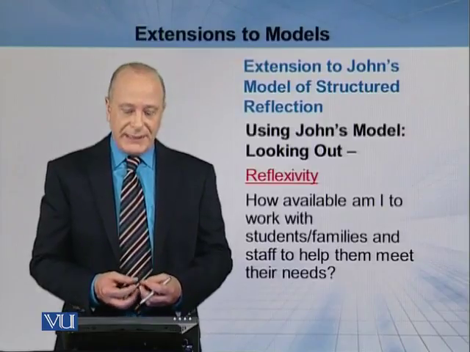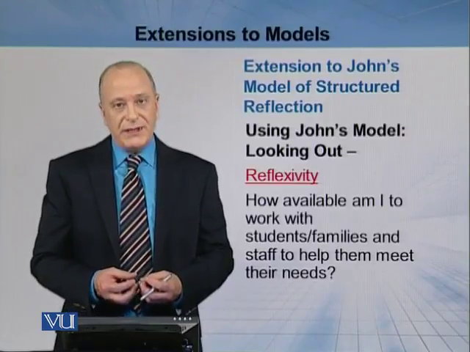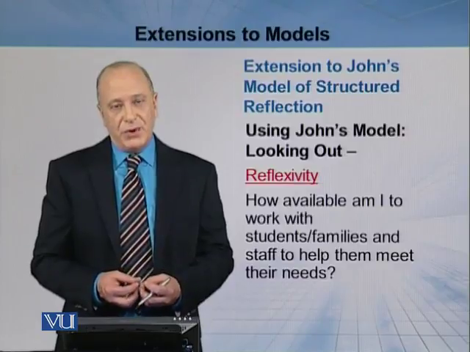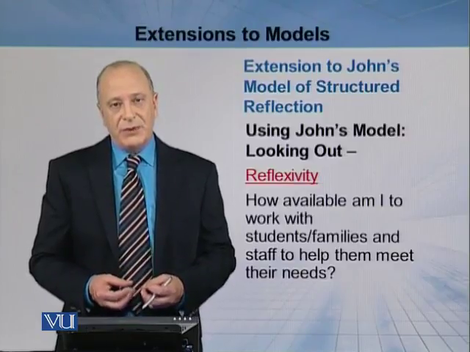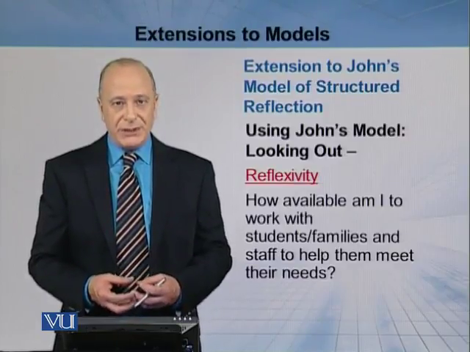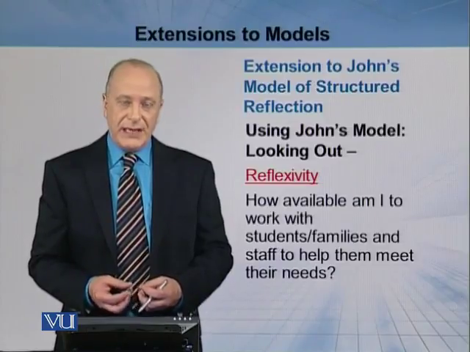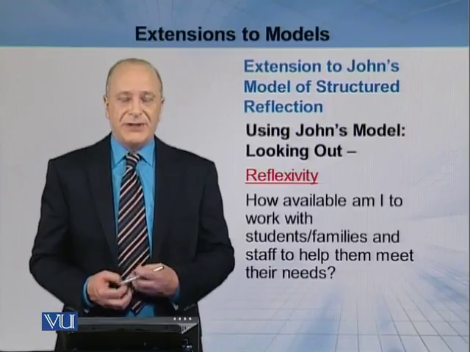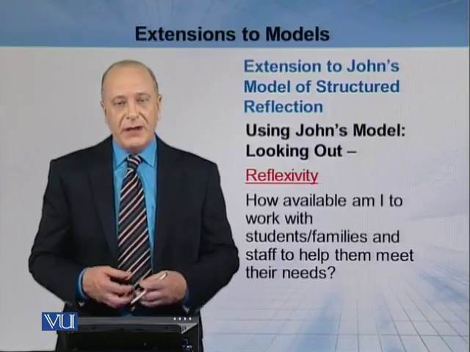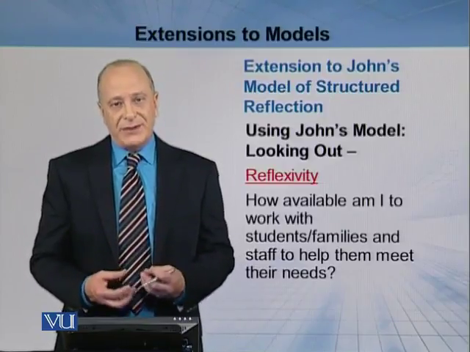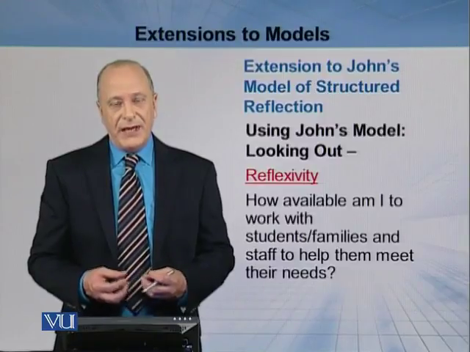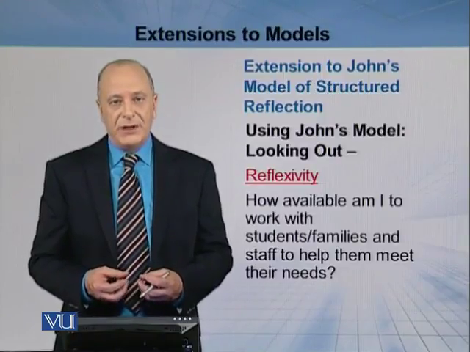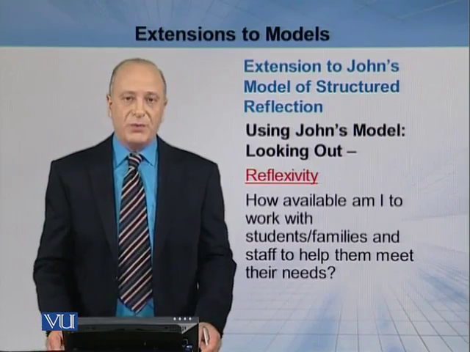So we can see that using these stages of John's model, at each stage we're both looking inward at reflection and looking outward at reflection. Looking inward internalizes all the processes, and looking outward externalizes all the processes. And together, these two create a very robust model that we can apply.